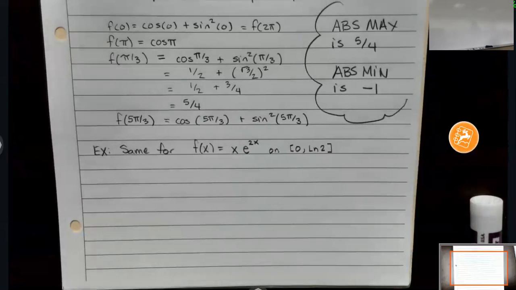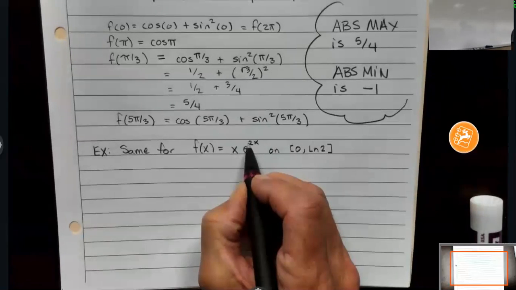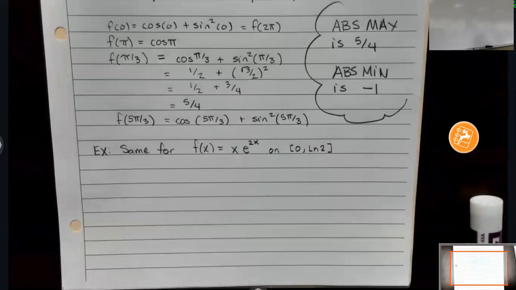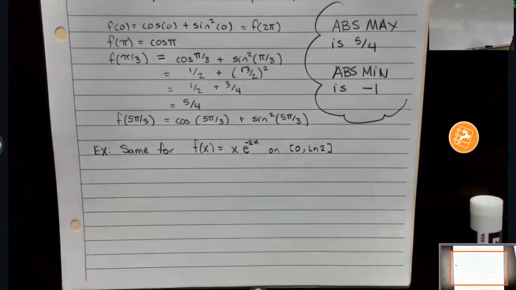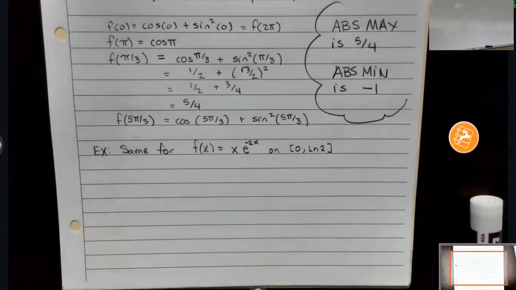Maybe to make it interesting, let's make the exponent negative. I don't know. Let's leave it positive and see. No, let's make it negative. Change my mind. It's my class. I can do what I want to. Make that e to the negative 2x. So I'm thinking that'll give us a critical number in the middle.